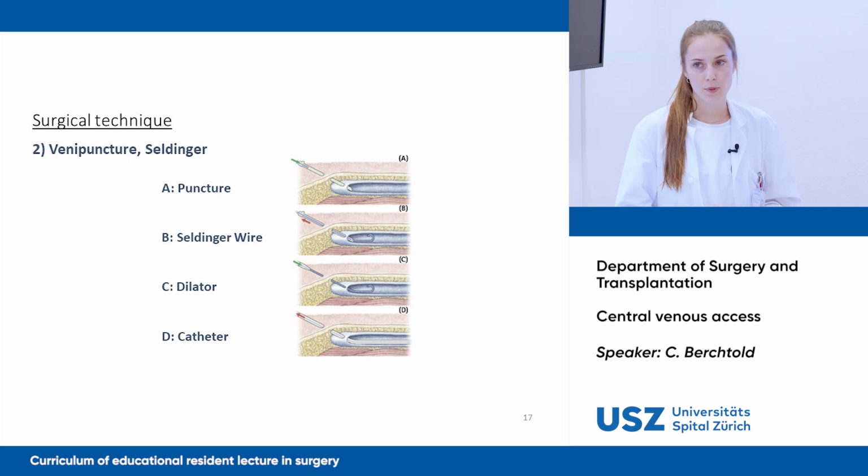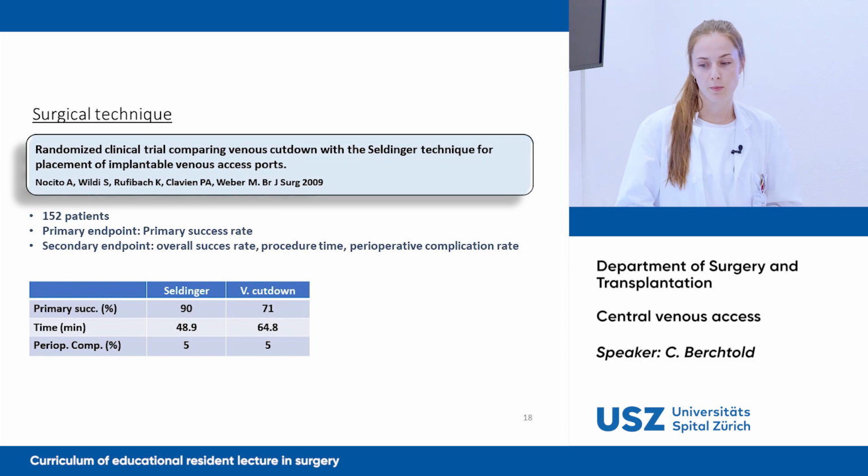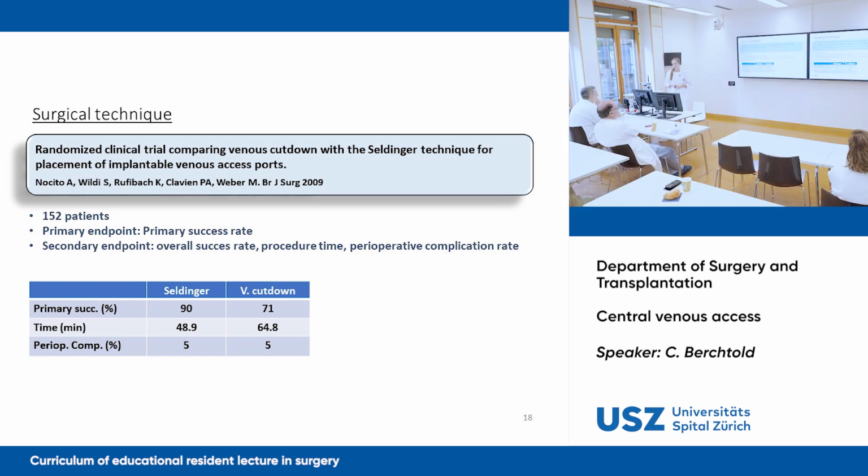Now, I've talked to a couple of people in this department, and they all said that we more often use the venotomy as a technique of choice. I found a study of our department, published in 2009, which randomized 152 patients with a primary endpoint of primary success rate of insertion of the catheter. Secondary endpoints were the overall success rate, procedure time, and perioperative complication rate. The study found that the primary success rate was higher with the Saldinger technique, and the time of operation was shorter for the Saldinger technique. Perioperative complications were about the same for both.